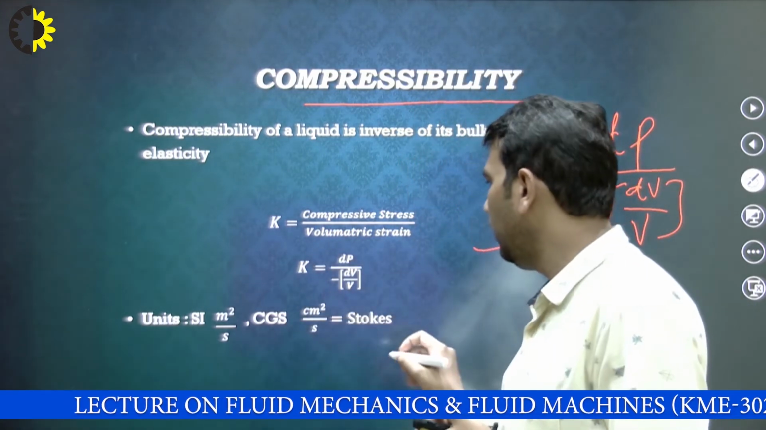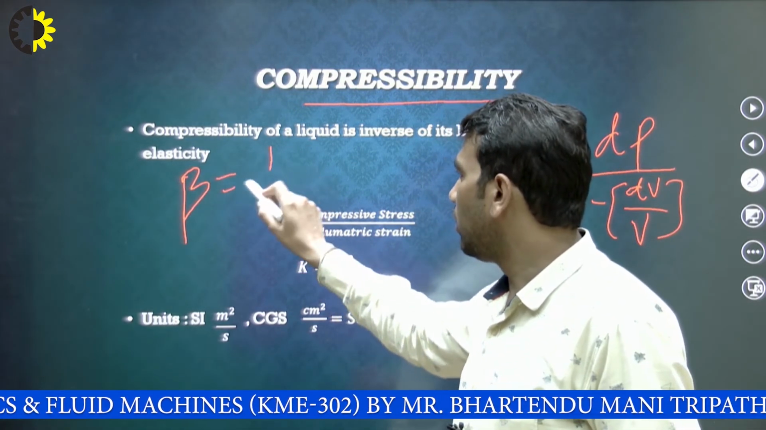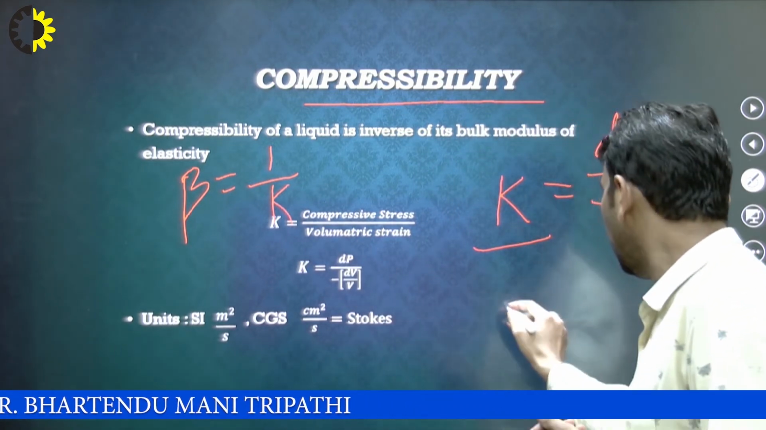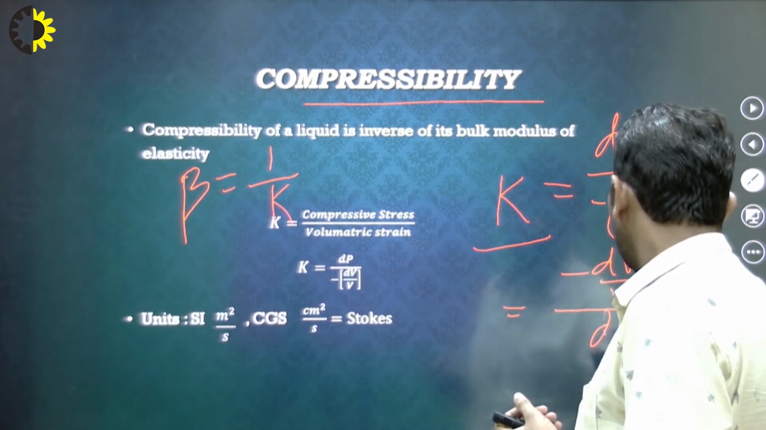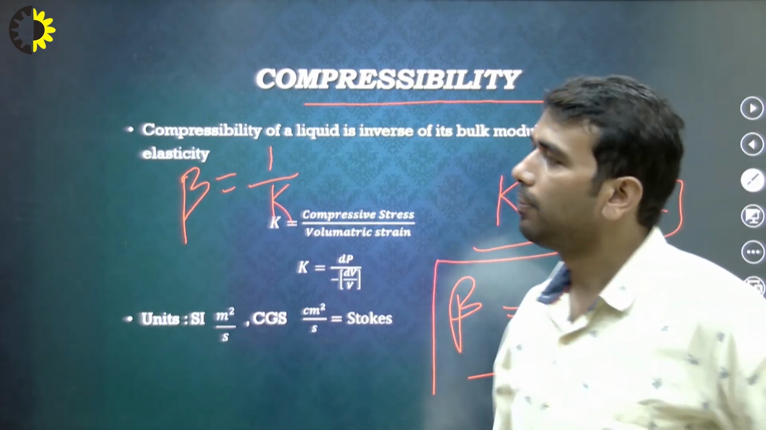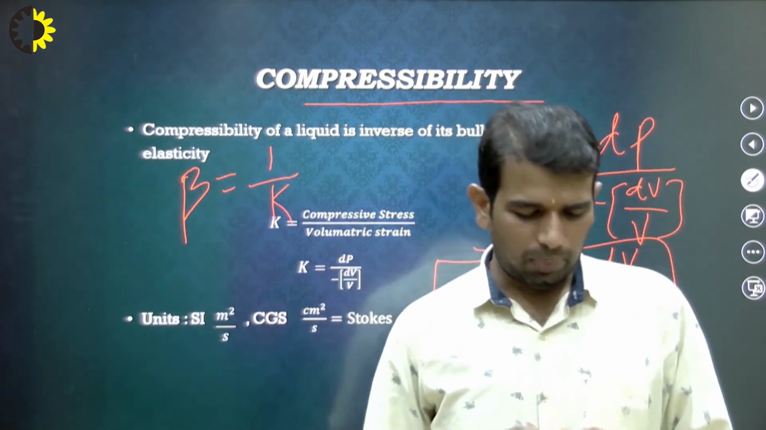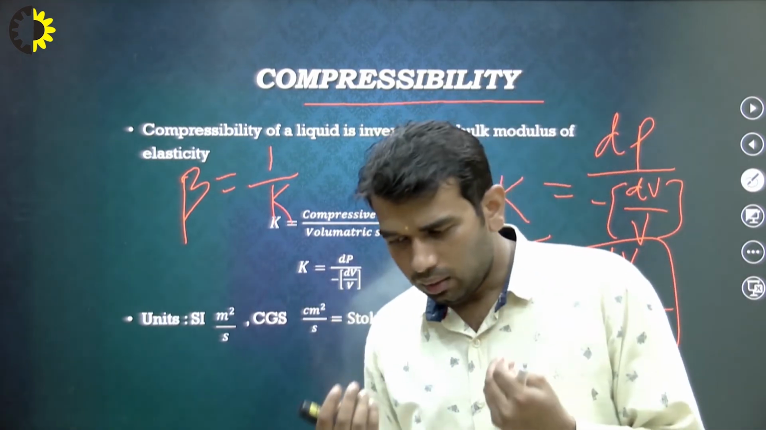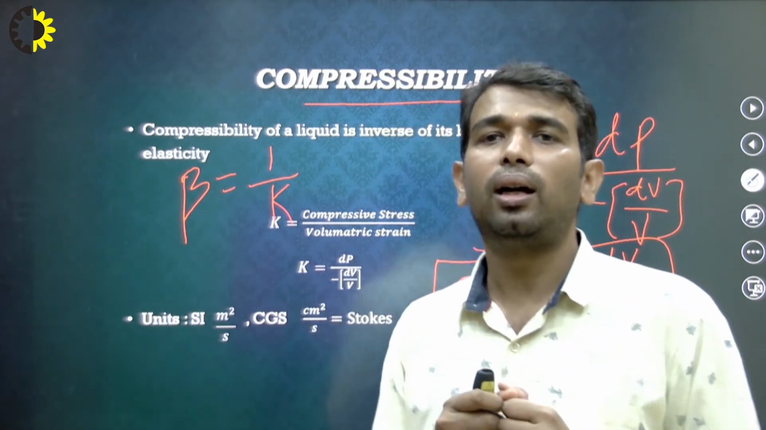So what is compressibility? We denote it by a Greek letter, beta. It is the reverse of bulk modulus, 1 by K. So you just reverse it, and you get minus dV by V divided by dP. This is what we call compressibility. That is the basic understanding, because for the previous couple of properties we discussed, we understood the physical significance: what is mass density, weight density, relative density, and the viscosity parameter. But what is the physical understanding of compressibility?